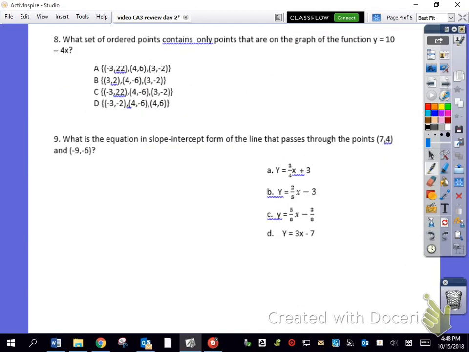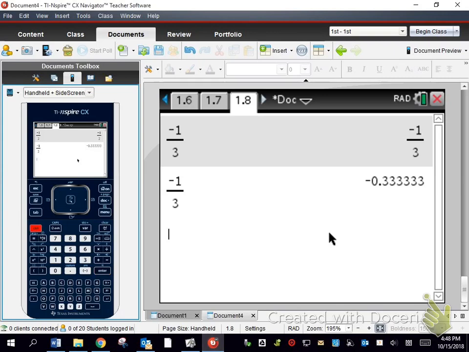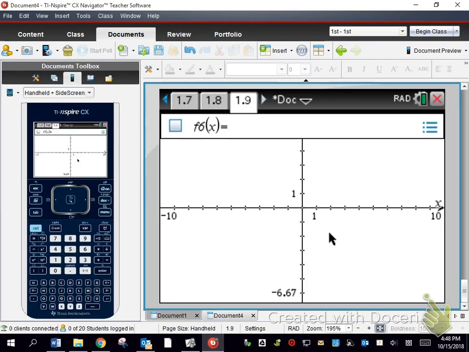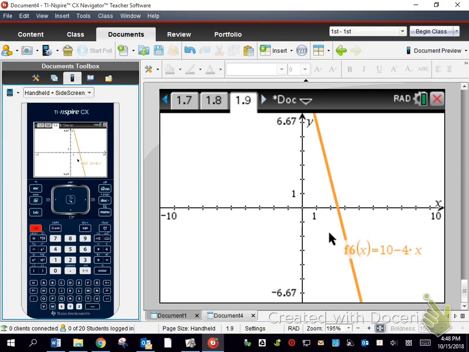Number 8, what set of ordered pairs contains only points that are in the graph y equals 10 minus 4x? Sorry, that was not the same one, y equals 10 minus 4x. So what you need to do is graph. And once we graph, we're going to go look at the table. So 10 minus 4x, so Control Doc, go to 2, 10 minus 4x, and hit Enter. Now go to Control T.